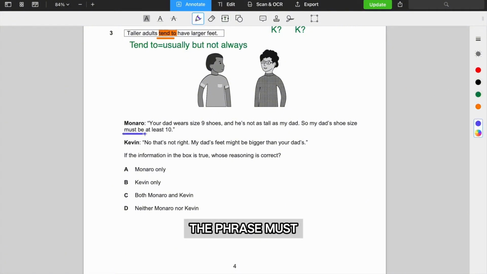because Monroe used the phrase "must be," assuming 100%. There's a difference between usually and something that is done with certainty. "Must be" signifies certainty, right? They're not the same, so Monroe is wrong. It's possible that Monroe's dad happens to be taller than Kevin's dad, but might have smaller feet, okay? So just because someone is taller does not guarantee that they will have larger feet.